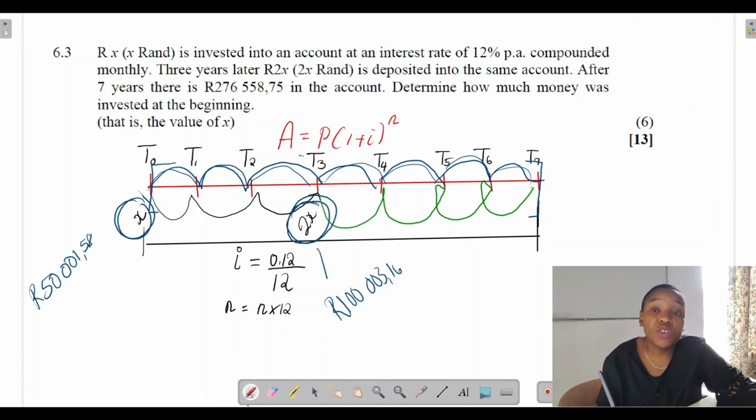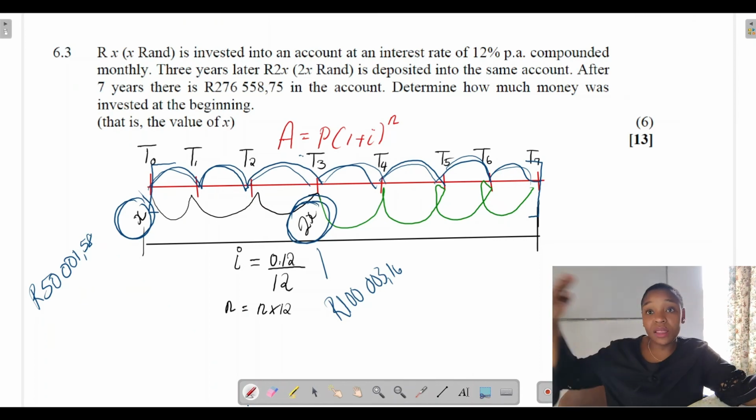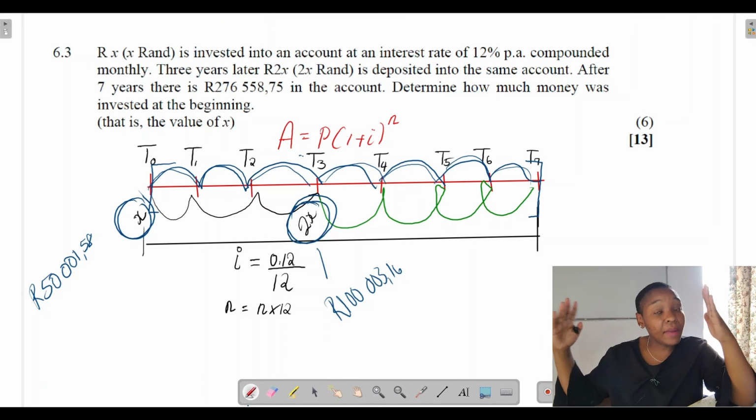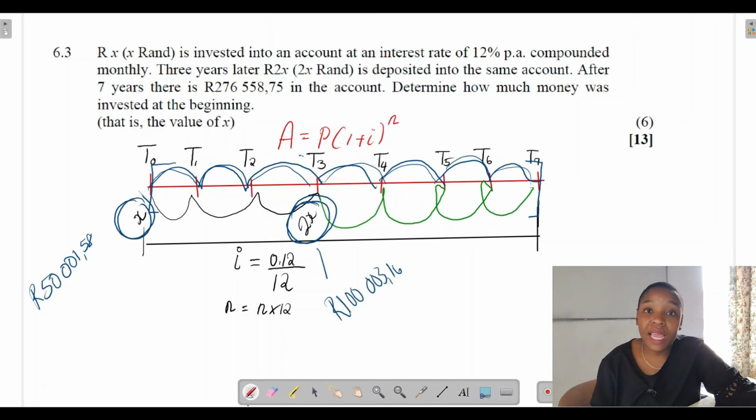Another thing that you guys need to remember here: if it's compounded monthly, it's the value of your interest divided by 12 and the value of the n multiplied by 12. And in this case, we had two different n's because the first one stayed in the timeline for 7 years. The second one stayed in the timeline for 4 years. So you need to take note of that, and please don't make unnecessary mistakes. This question is out of 6 marks.